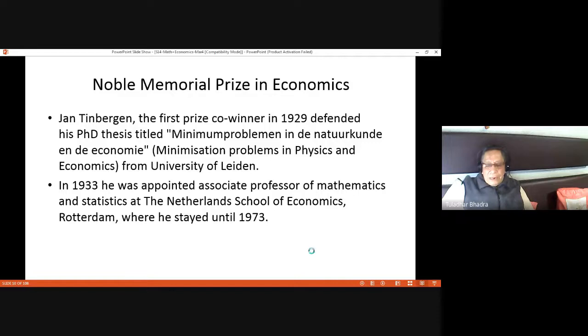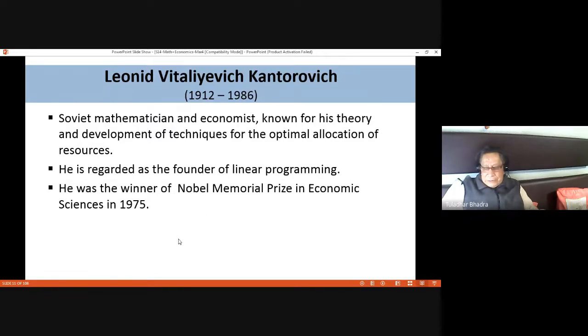Now, I'll describe how mathematics entered into economics. I'll talk about Leonid Vitalyevich Kantorovich. I have not physically met him during my stay there because I stayed in Moscow up to 1983, and he passed away in 1986. So when I was there, he was still alive.